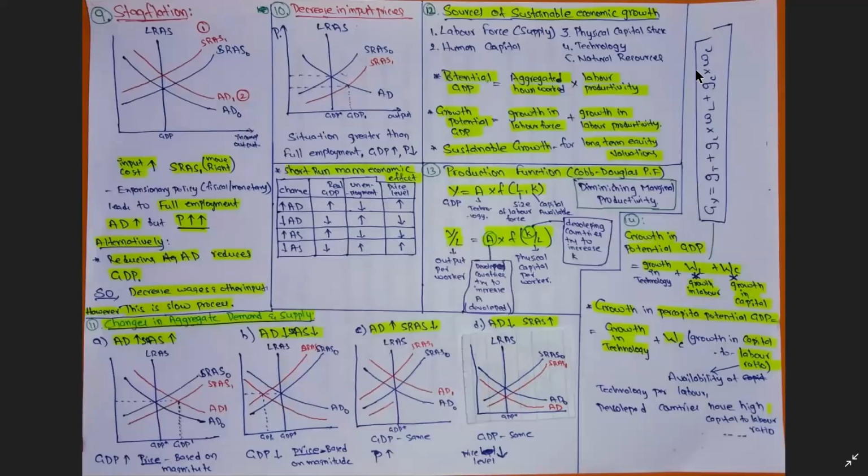So next we move on to stagflation. Stagflation is a situation that happens due to an increase in input cost, such as wages and raw material, which makes the supply curve move towards the left side. So what happens is input cost increases and the supply curve moves to the left. What the government can do is expansionary policy. It can lead to full employment.